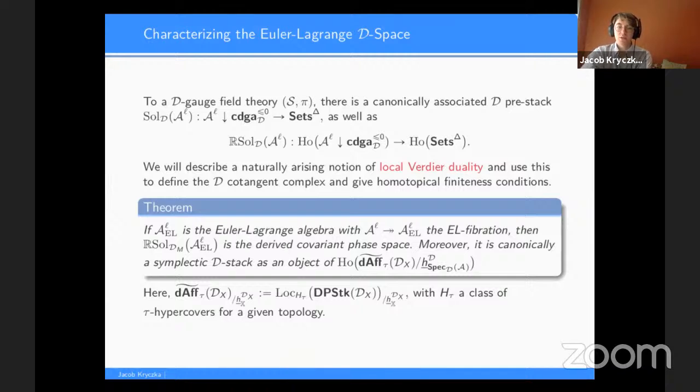If A with the subscript EL is the Euler-Lagrange D algebra associated to a field theory or a gauge field theory, then this derived solution space, according to the procedure above, is what physicists would call the derived covariant phase space. And this is canonically a symplectic D stack, as an object of some magical looking category here. Roughly speaking, this is a homotopical category, some localization of a category of functors, in a very homotopical way with respect to a class of topology that should be specified.